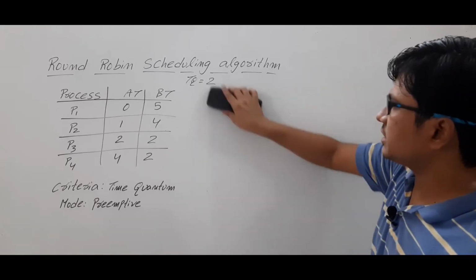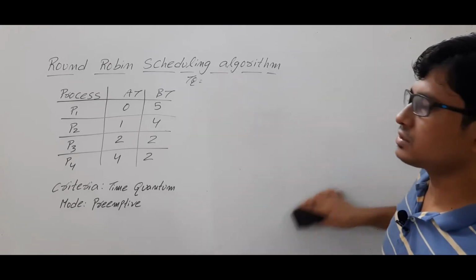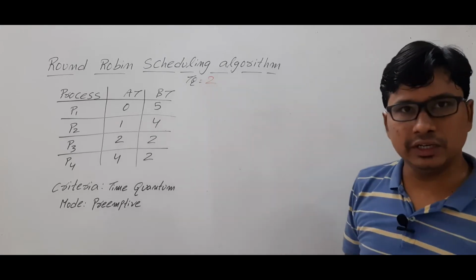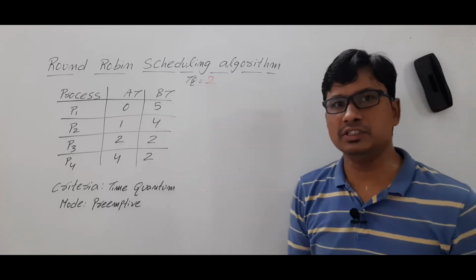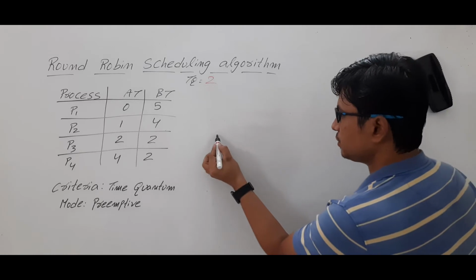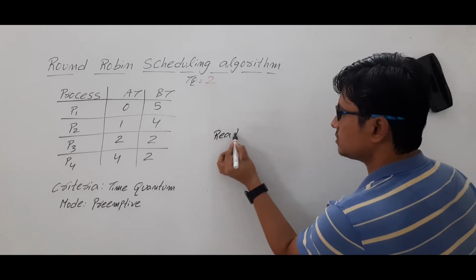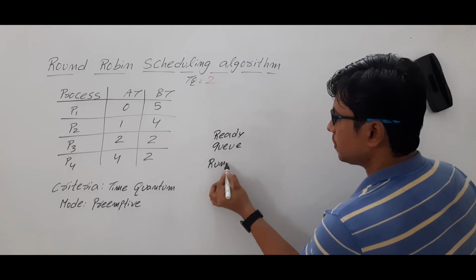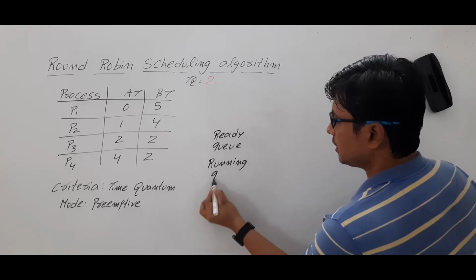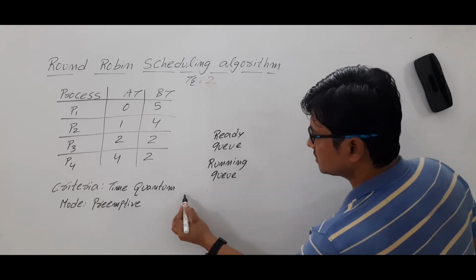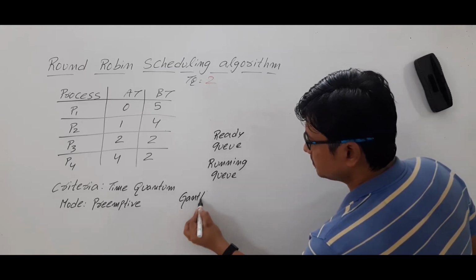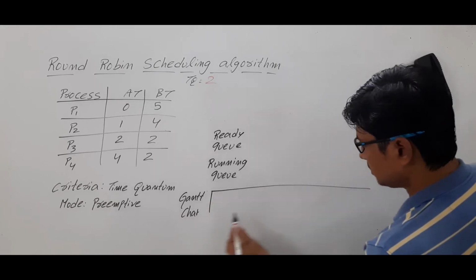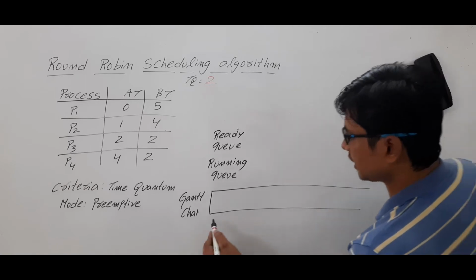So with this introduction, let me solve this numerical question to make you understand the round robin scheduling algorithm. To solve the round robin scheduling algorithm, we need to consider two queues: one is the ready queue and the other is the running queue. Even we will take the Gantt chart. The Gantt chart will start from 0 units of time.